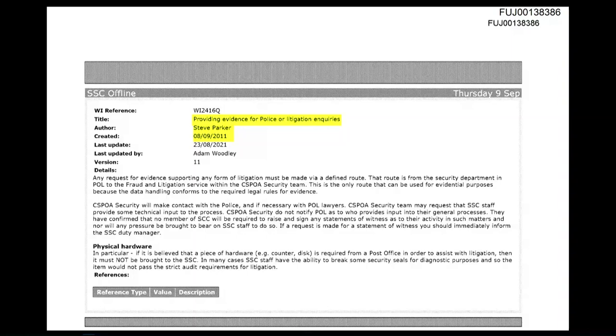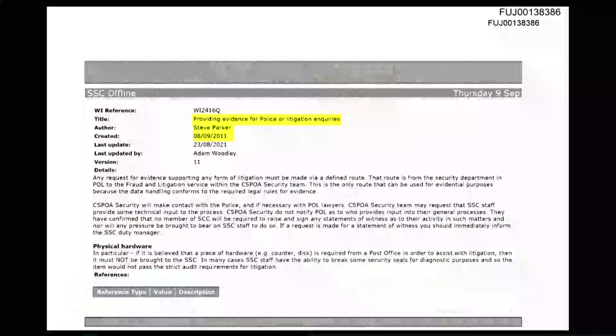The work instruction says this is the only route that can be used for evidential purposes because the data handling conforms to the required legal rules for evidence. Can you explain what that sentence is meant to mean? Only the face value that it gives you there. I wasn't in any way involved with that process for the CSPOA security team. I was just aware that it had to be done that way. What had the requirement that there be a single route got to do with what I describe as the legal rules of evidence?